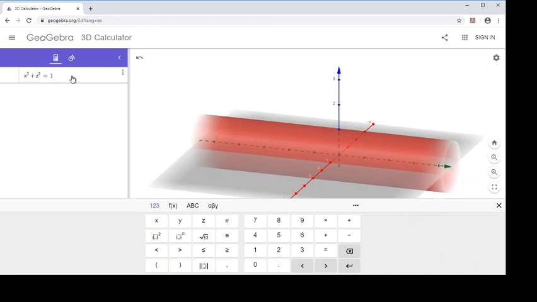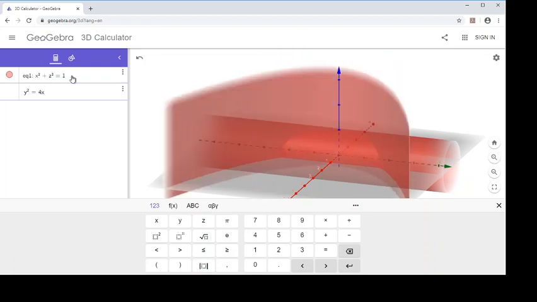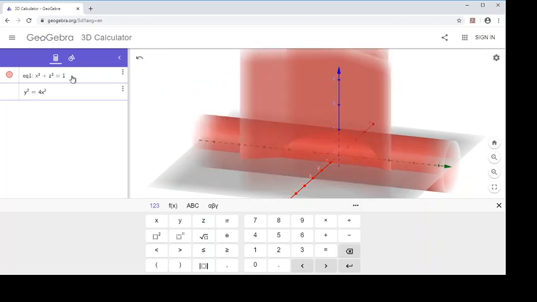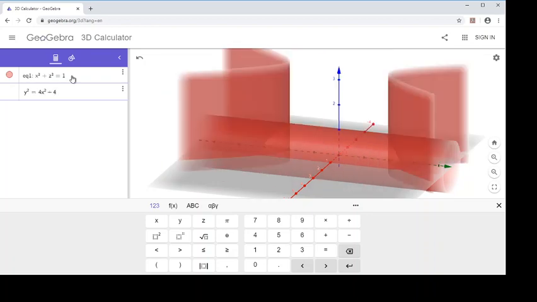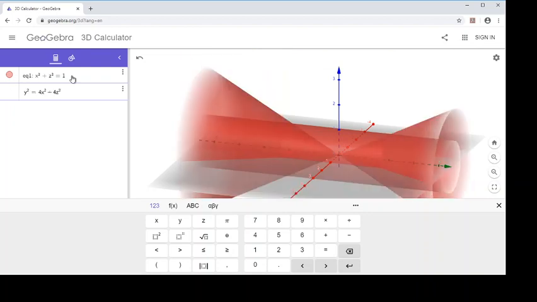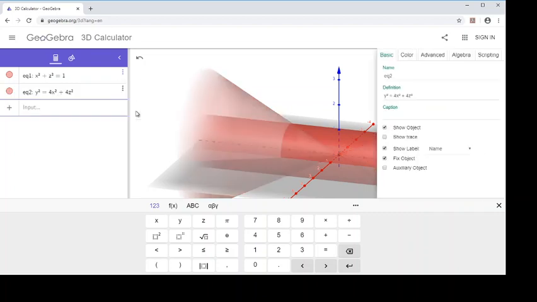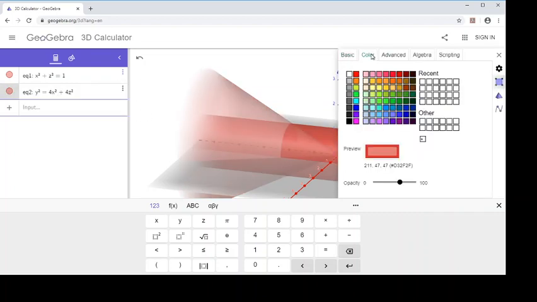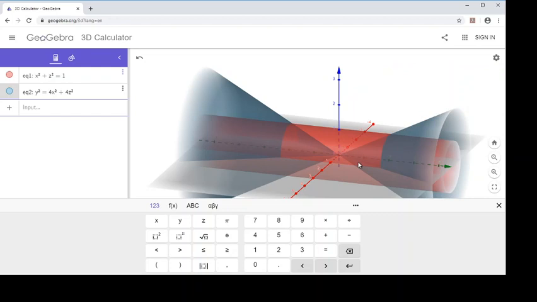Okay, and let's add to that this guy, y squared equals 4x squared plus 4z squared. And I think we'd like to change the color on this so that we can see it a little bit better. So that's a different color enough. That's fine. Okay. All right.